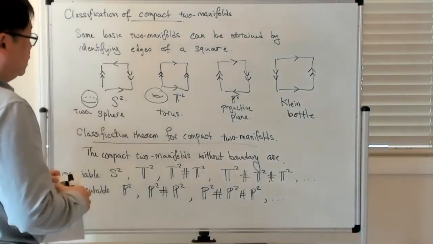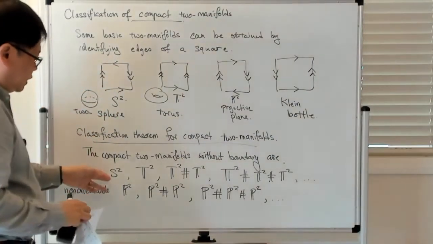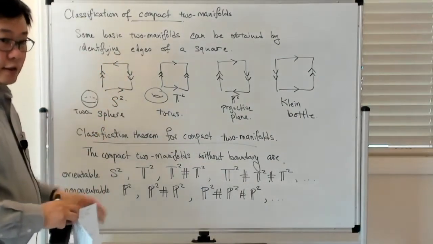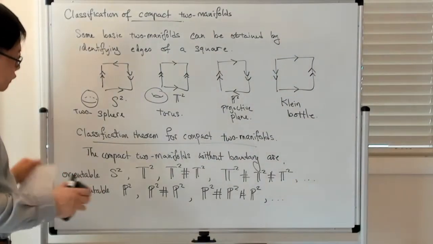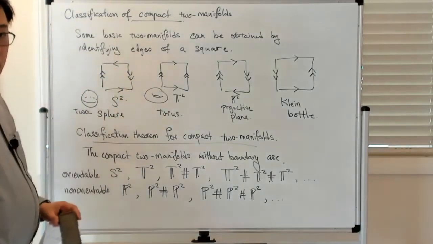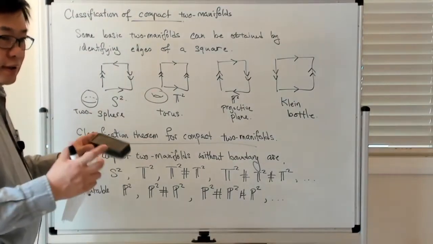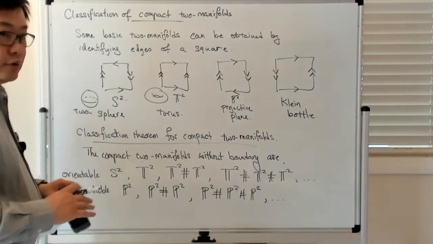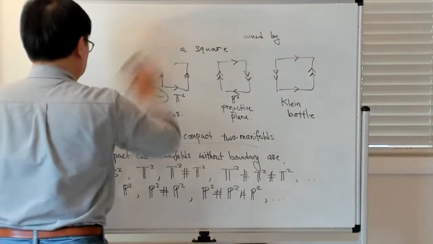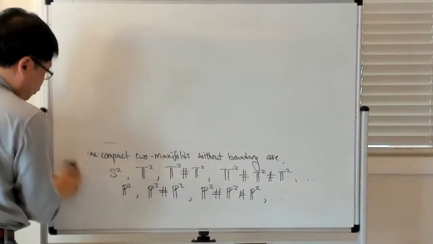So we've seen how you can try to model two-manifolds by looking at squares and identifying things. We're going to look at a slightly more general construction where instead of a square as the fundamental object, we work with triangles, just because it's a little bit easier to attach triangles in an arbitrary way. So this leads to the idea of a triangulation.